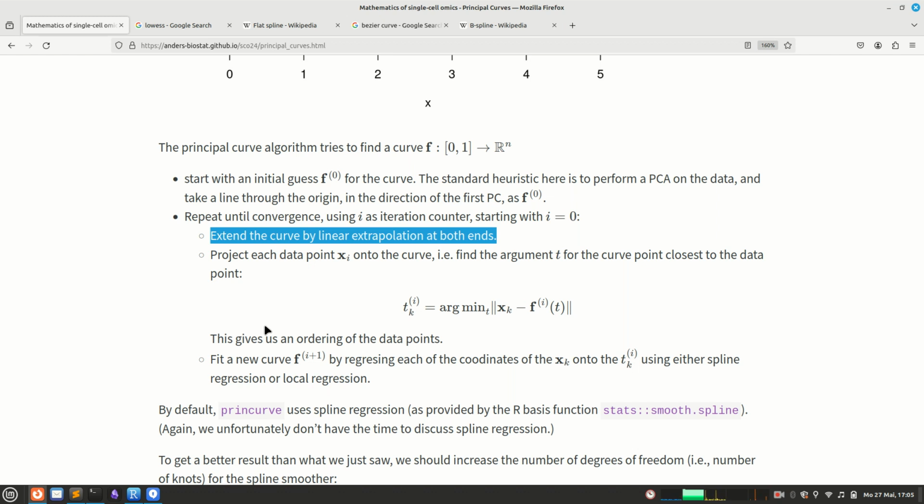And this now gives you an ordering of the points, at least a preliminary ordering, because now we have to iterate this. What we now do is fit a new curve by regressing each coordinate of the x_k onto their corresponding t values. So I make now a new scatter plot, where this is the pseudo time values, so the curve parameters for each data point, and this is one coordinate of the data points, maybe the x coordinate.